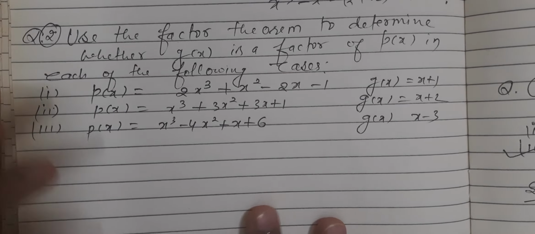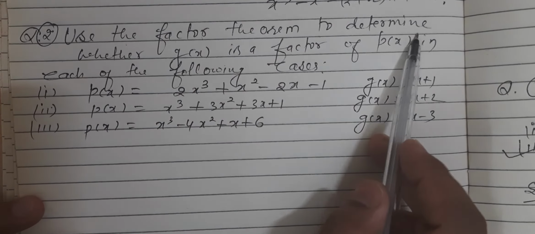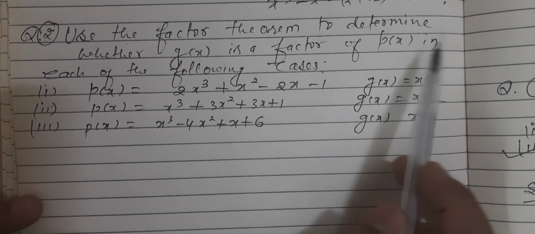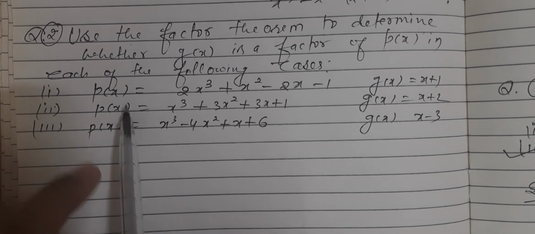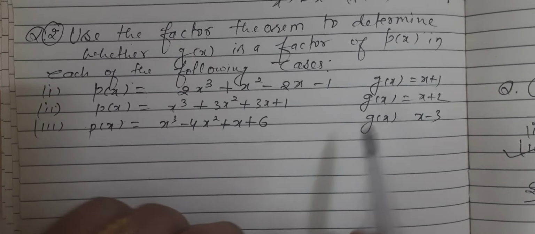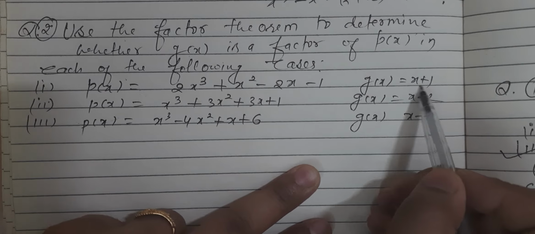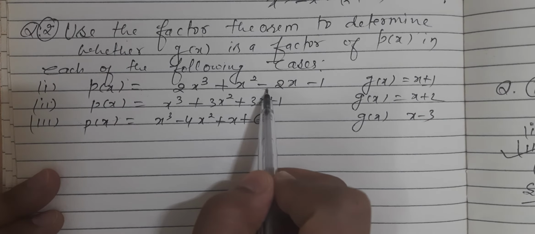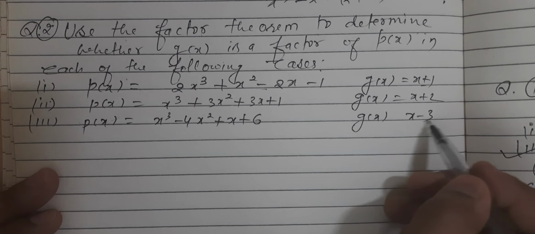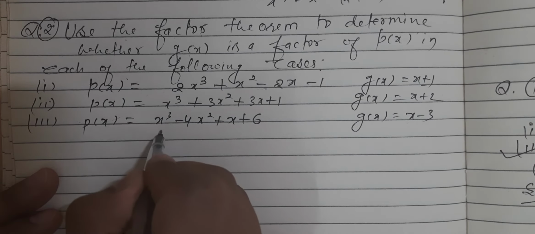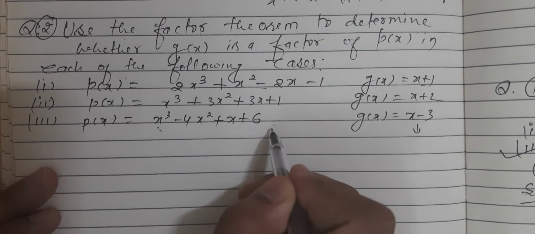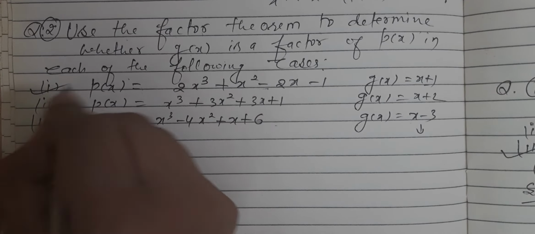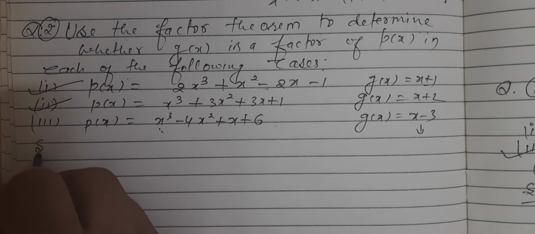Now question number 2 is, use the factor theorem to determine whether g(x) is a factor of p(x) in each of the following cases. The question is the same. The only thing is they have given a particular name for this polynomial. We have to check whether this g(x) is a factor of this one or not. So the procedure is the same. From this polynomial we will find the zero and put the value here. If the answer is 0, then this will be a factor of this polynomial. Okay, so there are 3 questions. You solve first and second. I will solve the third one.